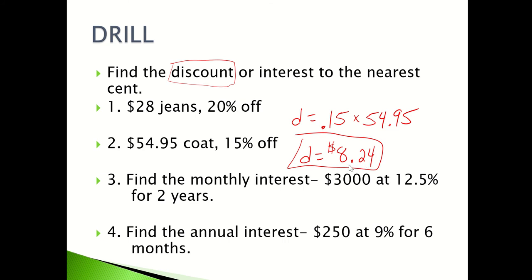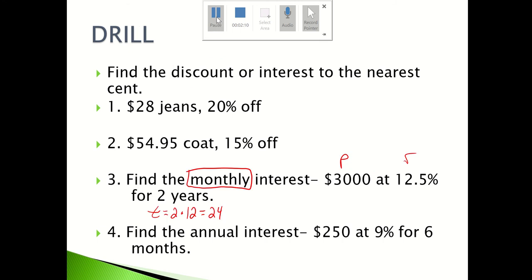So what that means is the original price was $54.95, and we are taking off of that $8.24. So this would be the correct answer. But if you were asked how much you were going to pay, $54.95 minus $8.24, this coat's going to cost $46.71.